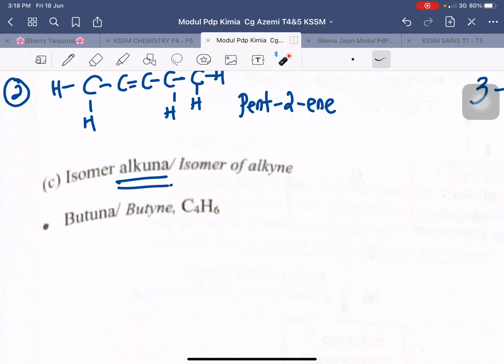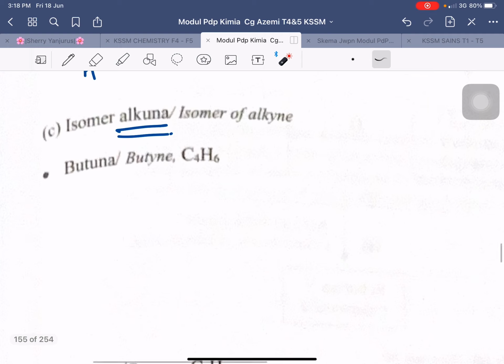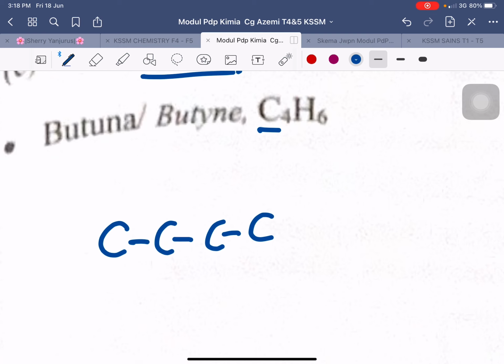Let us go back to Cikgu Azmi's book. Butyne. Bahasa Melayu butuna. Bahasa Inggeris butyne. C4H6. How to draw the isomer for alkyne? So as usual, we start from the longest chain. Ada 4 kan carbon. So draw 1, 2, 3, 4. So butyne ada triple bond between the carbon atoms. And pastikan the triple bond tu is between the lowest number. So we take in front supaya kita dapat 1 lah and 2. Okay, and we will choose 1 lah later.